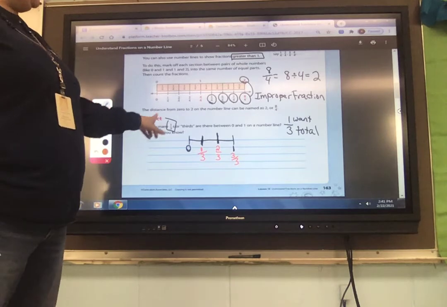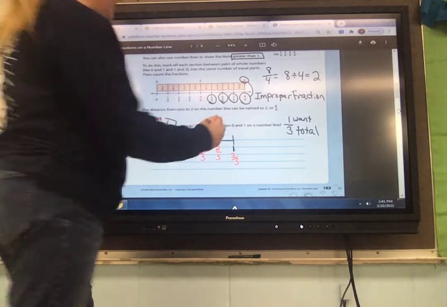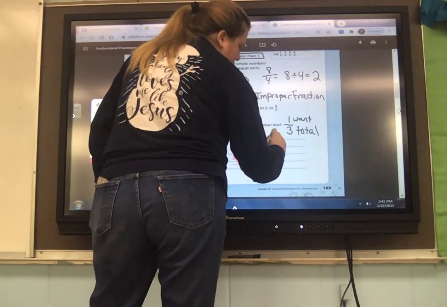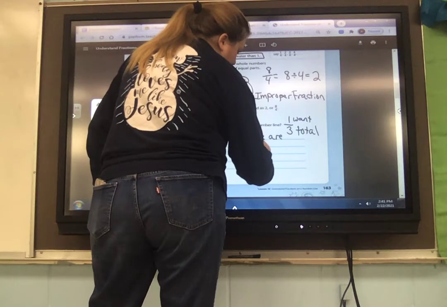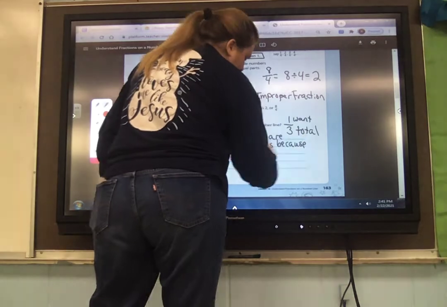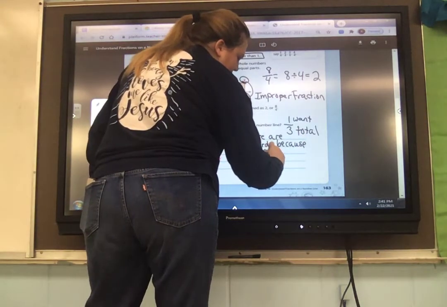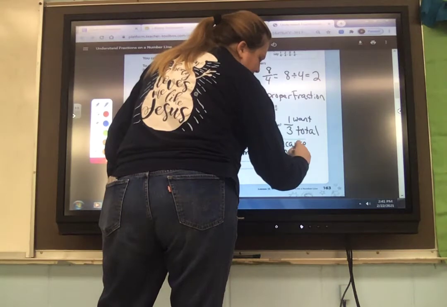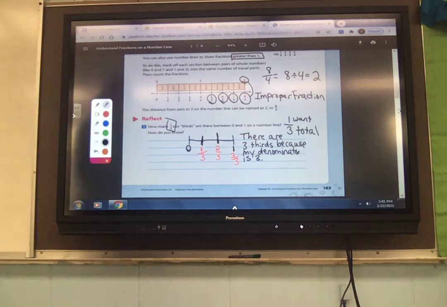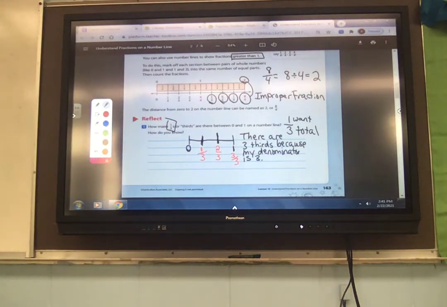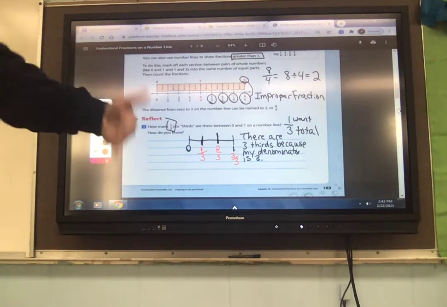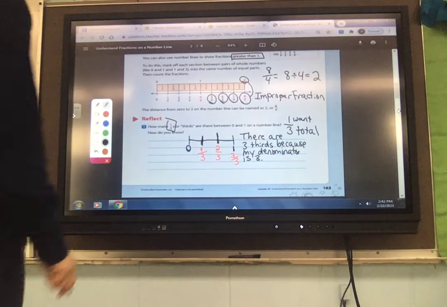How do I know? First, how many thirds did we have? We had 3/3. So we're going to say there are 3/3 because my denominator is 3. That's exactly why I have 3/3. We have 3/3 because our denominator, or our total, remember denominator's on the bottom, it's also our total, is 3.